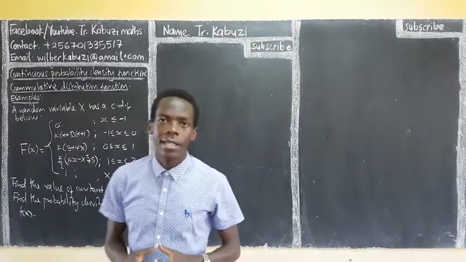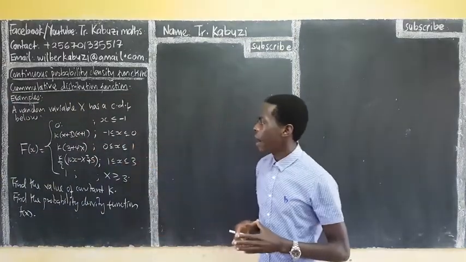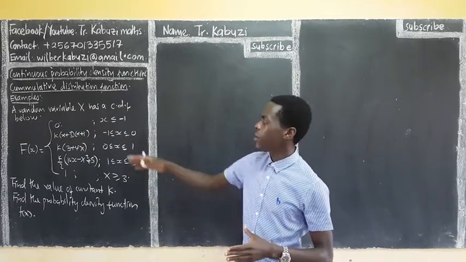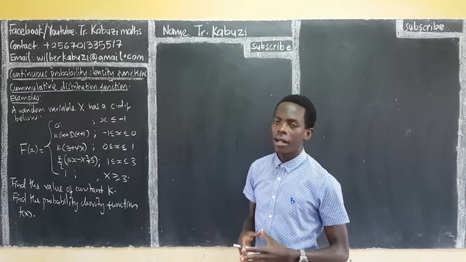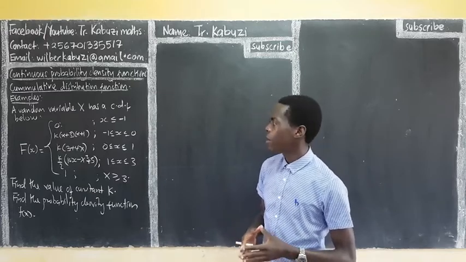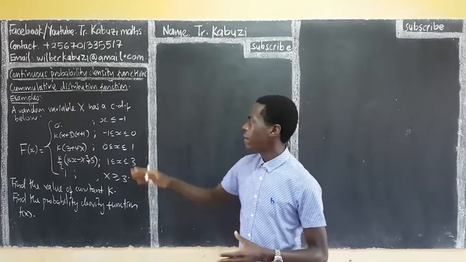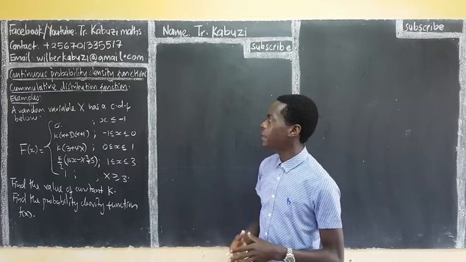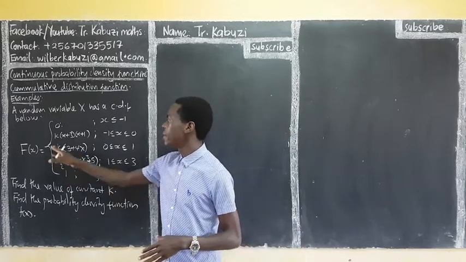Now members, we are going to see what happens if they give you capital F of x and then they ask you to get small f of x. This one is called the cumulative distribution function. When they want you to get the probability density function, what happens? If you have capital F of x, to get small f of x, you just differentiate capital F of x. But now, this one is not directed because we have a constant.